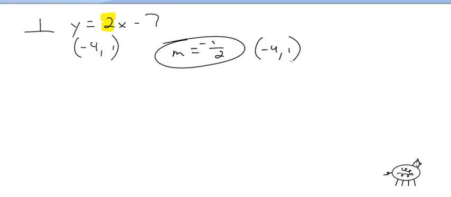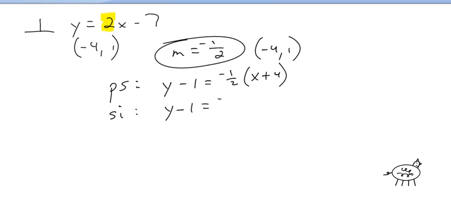Now this is like from day one. I'm giving you a point and a slope. So let's put it in point slope form. So y minus 1 equals negative 1/2 times x plus 4. That's point slope form. Okay, you're done with that problem. And then if I want to put it in slope intercept form, so it's point slope. Slope intercept is going to be y minus 1. I'm going to distribute that.